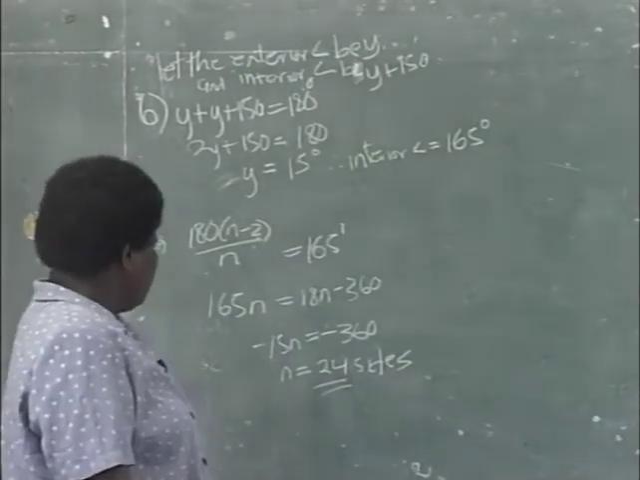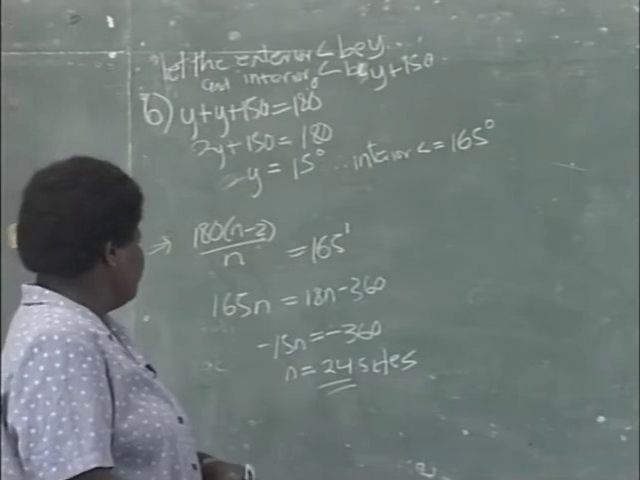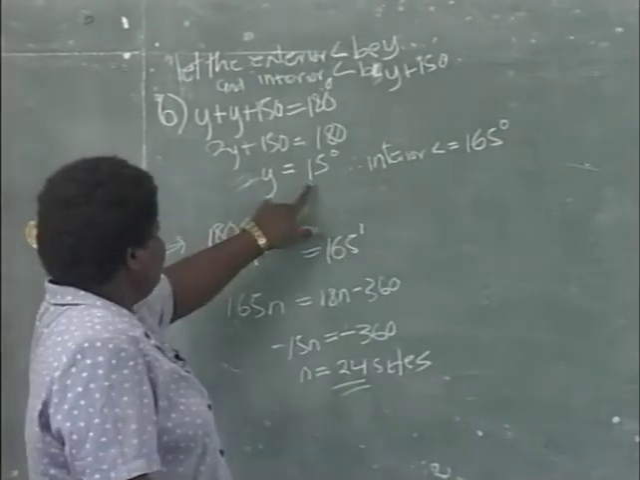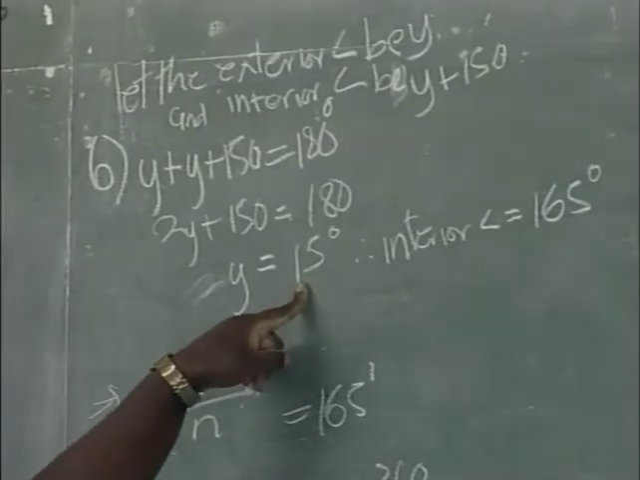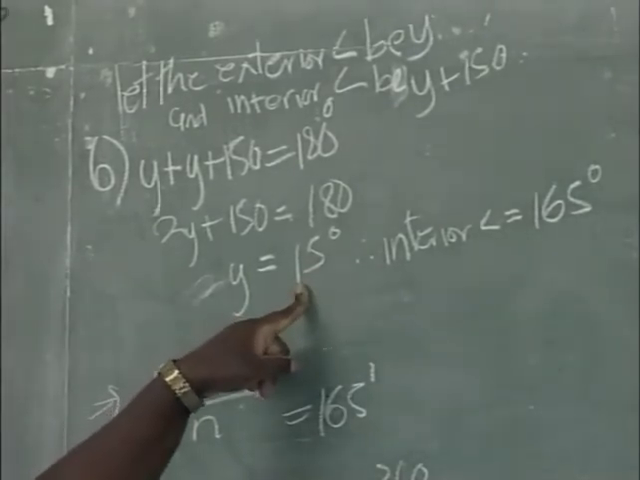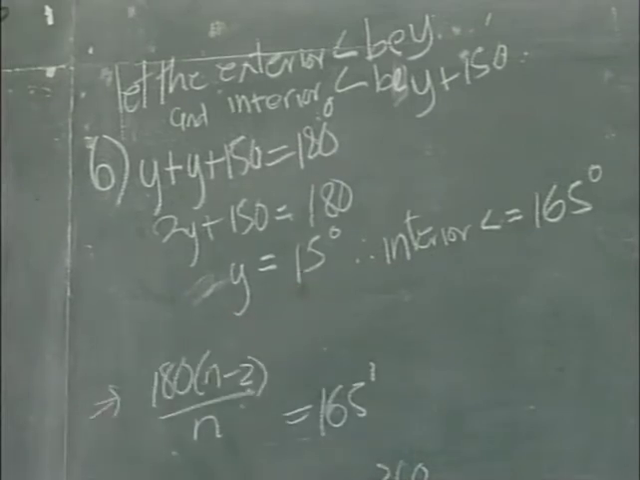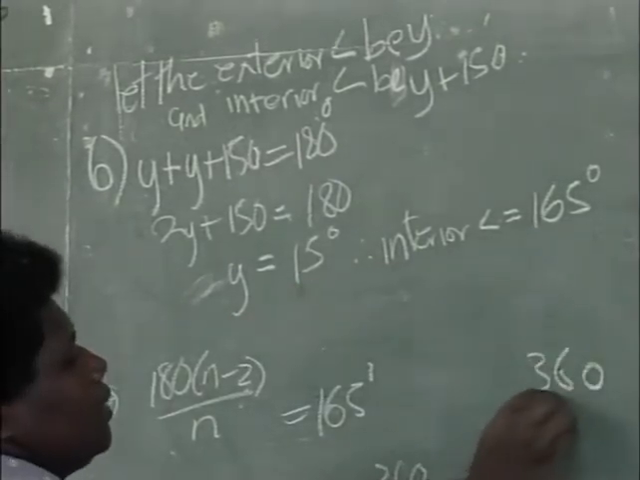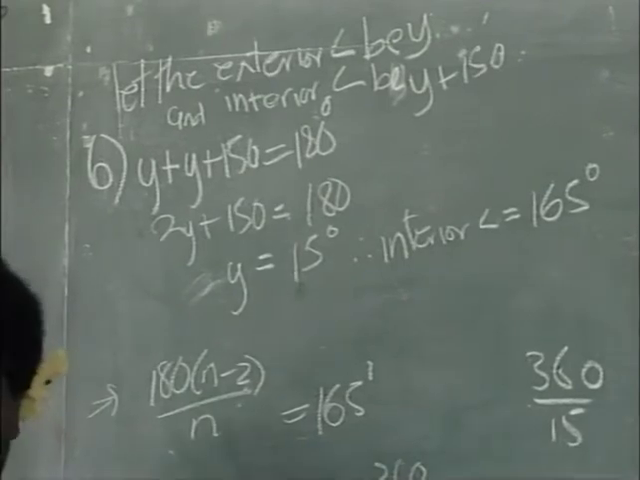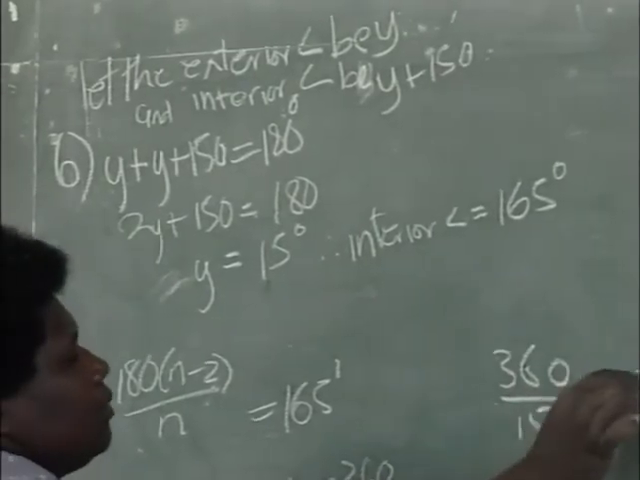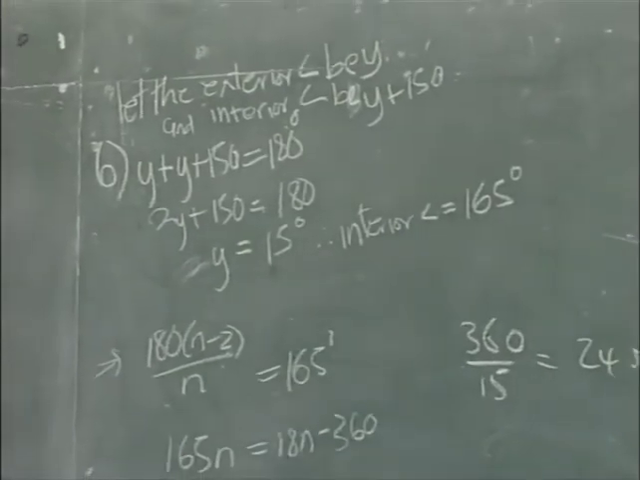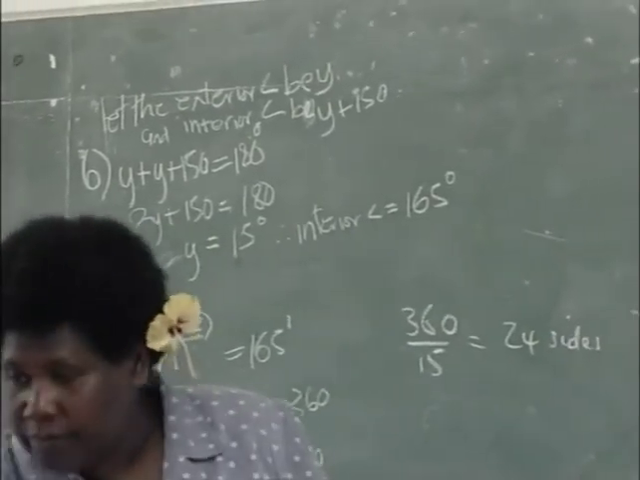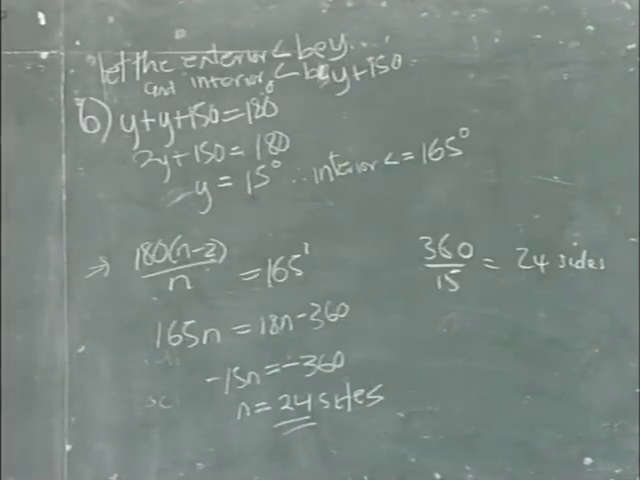Okay, well done, Chudali. What you could have done also, if this is an exterior angle, remember I said in the previous lesson that the sum of the exterior angles is always 360 degrees. You can also divide 360 by one exterior angle. It will give you the number of sides, which is 24. She's used the interior angle to find the number of sides. Clear? Okay, number 7, George.